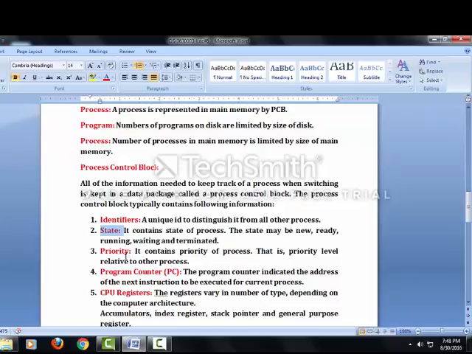Okay. The third important thing is priority. Every process may carry some priority. Maybe the process belongs to a lower priority, and maybe a process belongs to a higher priority. So priority is just a decimal number associated with the process. At the time of creating the process, we assign a decimal value varying from 0 to 5, which is said to be the priority of the process.